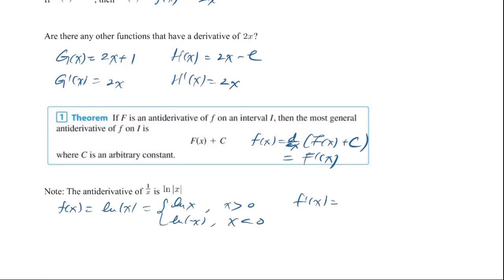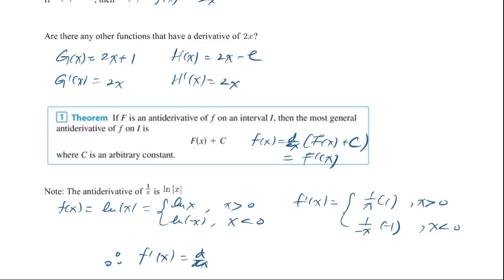Well, if you think about that, for x greater than 0, when we take the derivative, it's just 1 over x times 1, because the derivative of x is 1. You should apply the chain rule. And then for the second one, when x is less than 0, that is 1 over negative x, and the derivative of negative x is negative 1. So in both cases, therefore, f prime of x, which is d/dx of the ln of absolute value of x, has to be 1 over x. All right, guys, there it is.